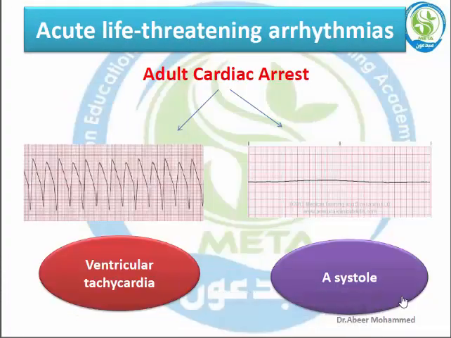The first life-threatening arrhythmia abnormality is adult cardiac arrest. Either asystole يكون ظاهر في ECG ب just a line, no electrical pulse, or ventricular tachycardia, where there is electrical pulse but without cardiac output.